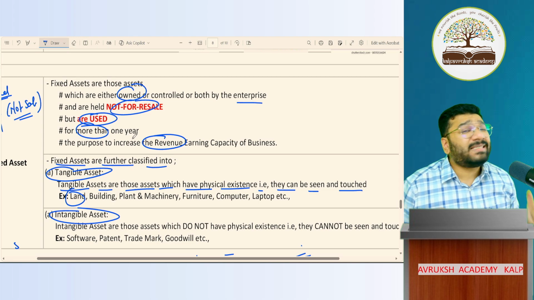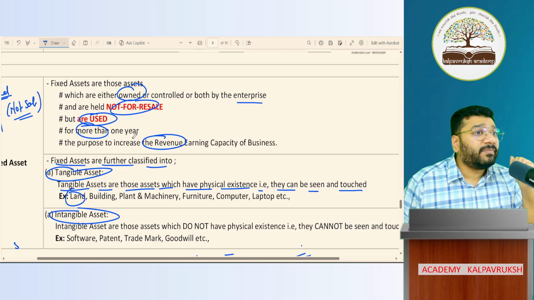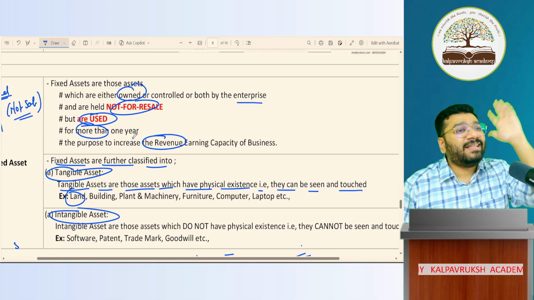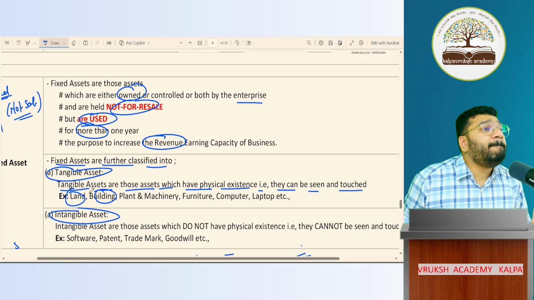So can I say land is an asset? Yes. Land is what classification? Fixed asset. Under fixed asset, what classification? Tangible. Got it? Not got it? Same goes for building also.